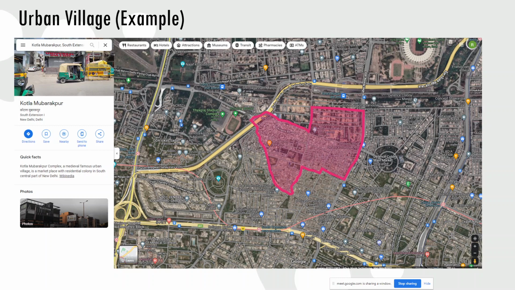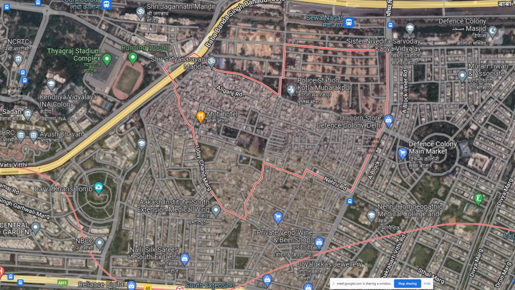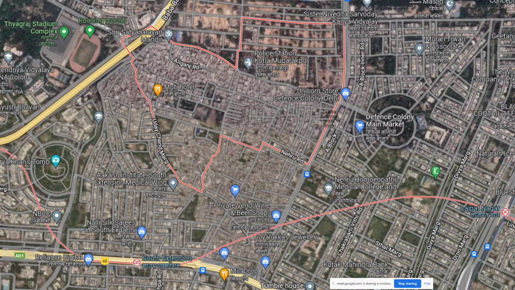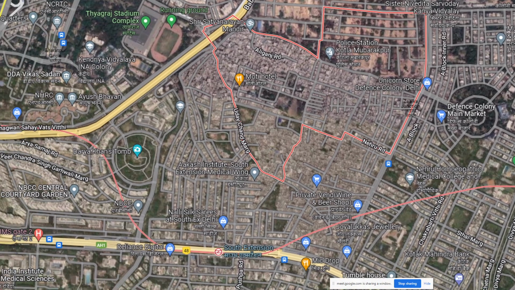So it is highly dense. If you look at it, it is very highly dense, with almost no land available for further development. And if you remember the previous point which we discussed, it says it is located in close proximity to archaeological sites or ecologically sensitive sites.